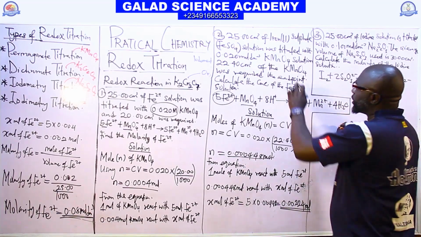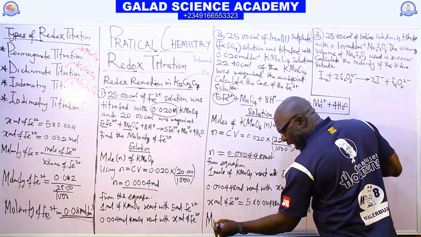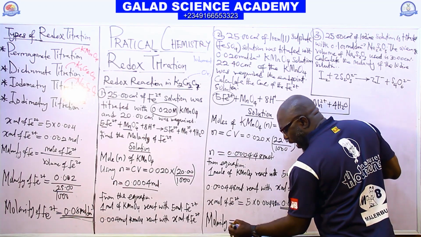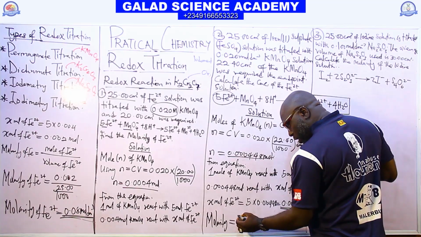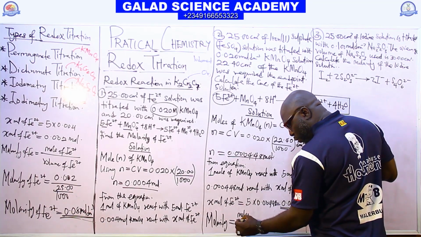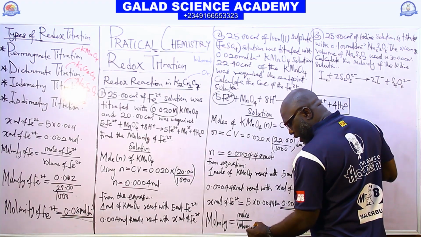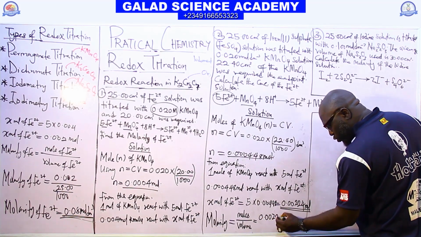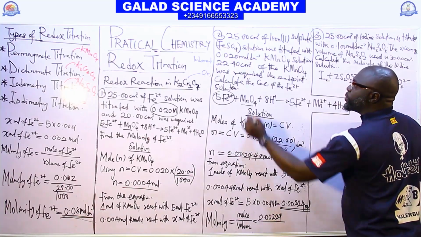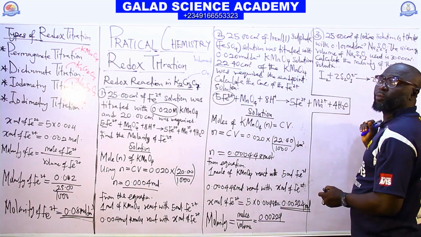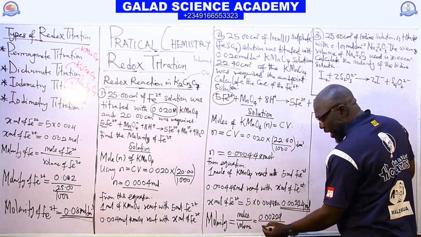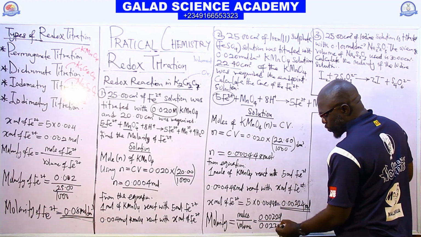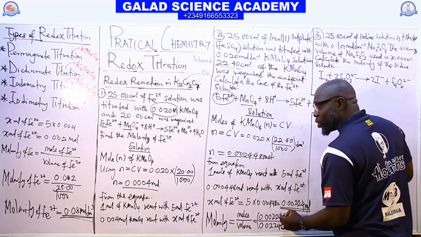So if we are looking for the molar concentration of this, you can now say our molarity of iron will be equal to the mole of iron over volume in dm cube. The final answer we have here, the mole, is 0.00224, divided by the volume. The volume here is 22.40, divided by 1000. We have 0.0224.